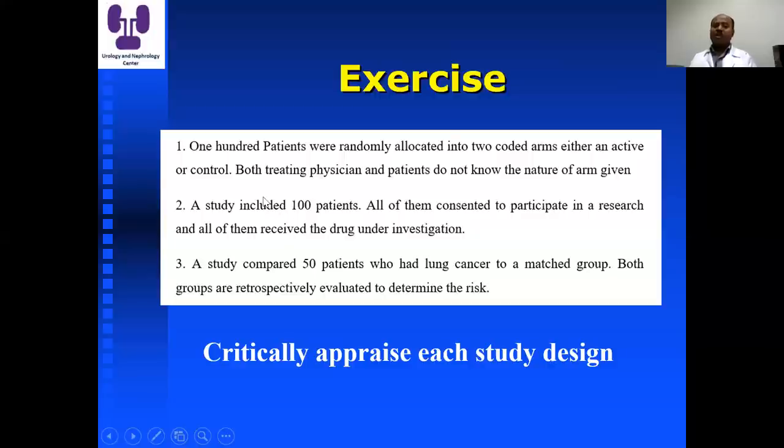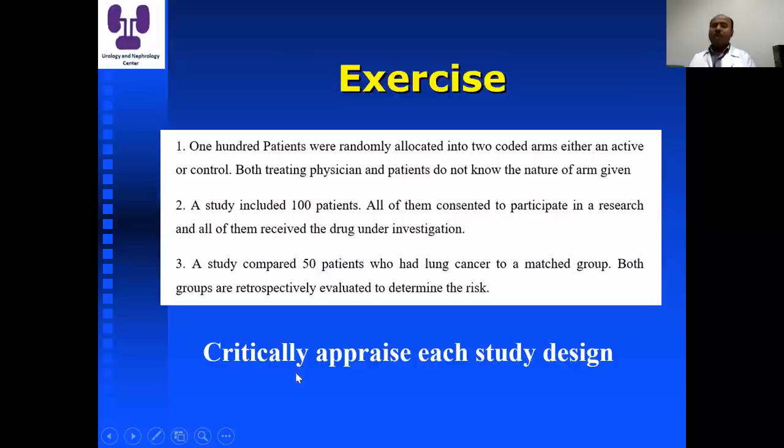Let us start with the first example. 100 patients were randomly allocated into two coded arms, either an active or control. So this is the design. Both treating physician and patients don't know the nature of arm given. What is this? It is clearly a randomized controlled study. And the masking, both treating physician and the patients don't know the nature of the arm given, so it is double blind. Double blind masking means that both treating physician and the patients don't know the nature of arm given.